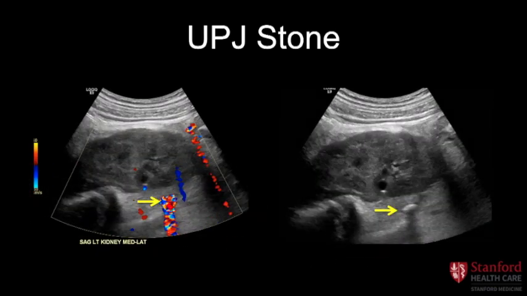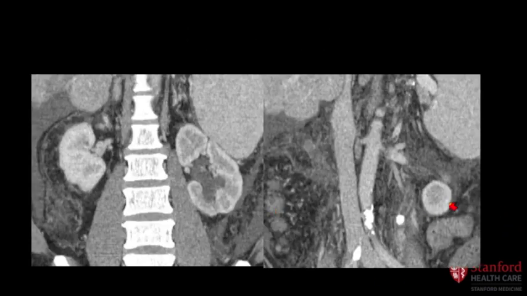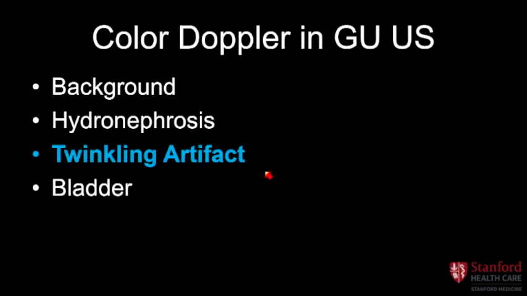I have some stills here. Here's a twinkling artifact that really helped us identify this UPJ stone. This person did go on to CT, and there is a stone here. Okay, so that's twinkling artifact.